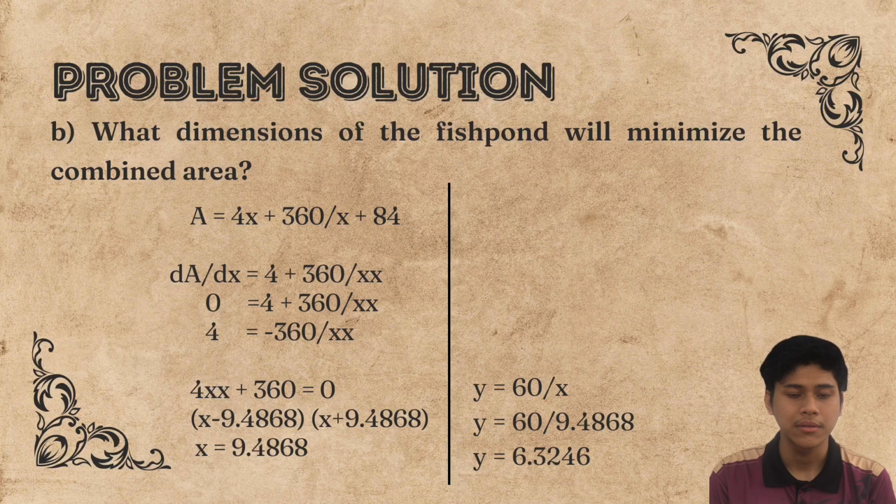Then we take the equation y equal to 60 over x. After that, we substitute the value of x into the equation. We get y equal to 60 over 9.4868, so we get y equal to 6.3246.